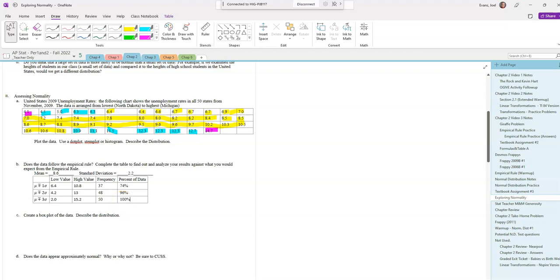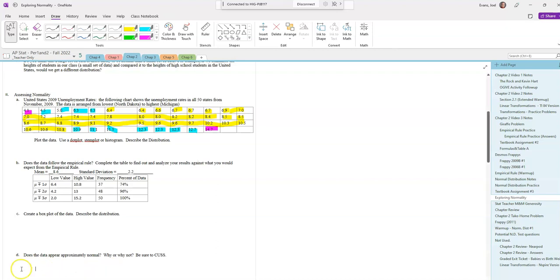So the question is, does that follow the empirical rule? Well, it's pretty close. 74% is pretty close to 68%. 96% is really close to 95%. And then the 100%, that's really close to 99.7. So does the data appear approximately normal? Yeah, it does. It follows all three of the rules.